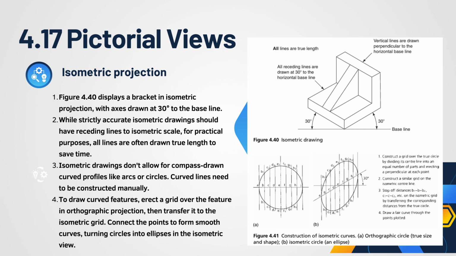Compared to isometric projection, from this figure 4.4, we can see that it displays a bracket in isometric projection with axes drawn at 30 degrees to the baseline. A strictly accurate isometric drawing should have receding lines drawn to isometric scale, though for practical purposes this is not done.